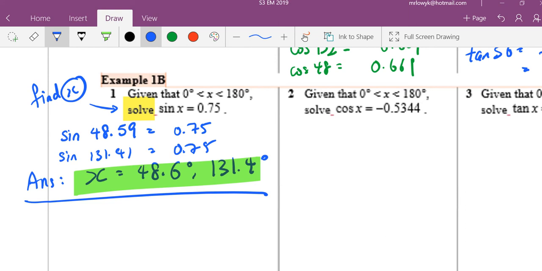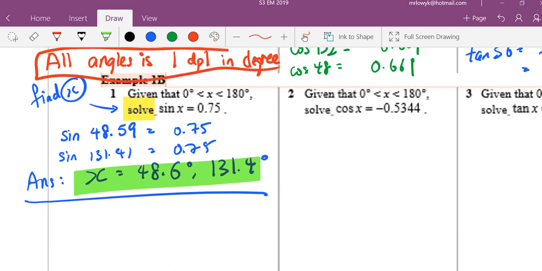Okay, good question. So can you write down in red all angles in one decimal place in degrees. Can everyone write this down? All angles in one decimal place in degrees. Later on, you learn a new unit called radian, and that's a different story. So in degrees is one decimal place. Okay? Now, that's why it's like that. So now, let's talk about how.